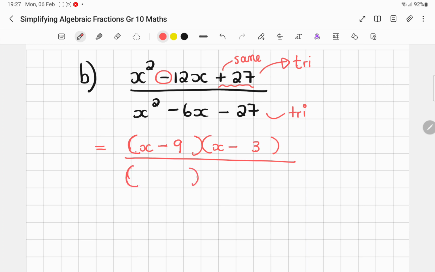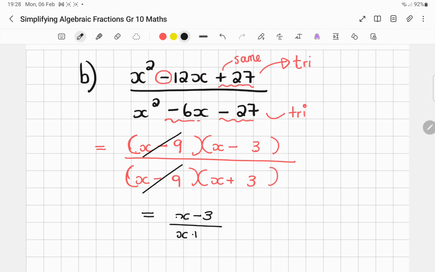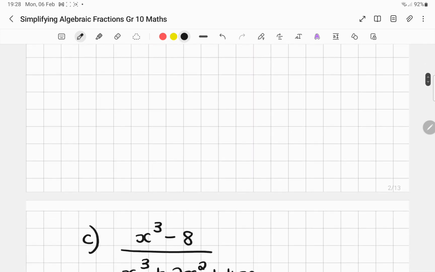Good. At the bottom, x and x, the signs are different. The first one is a minus and a plus. And then I'm going to say 9 times 3 also gives me 27, and minus 9 plus 3 does give you negative 6. And if you multiply it, negative 9 times a positive 3 does give you negative 27. Now these two brackets can cancel out nicely, and you are left with x minus 3 over x plus 3. All right, good. Here we go.